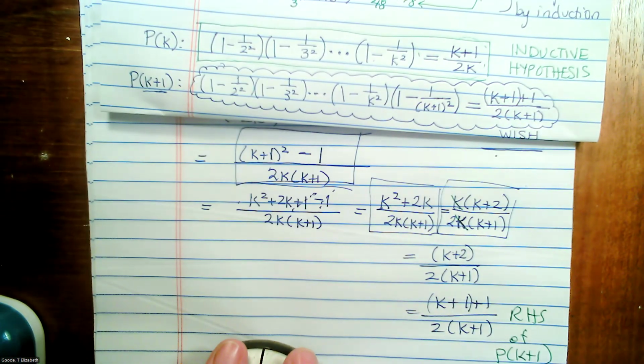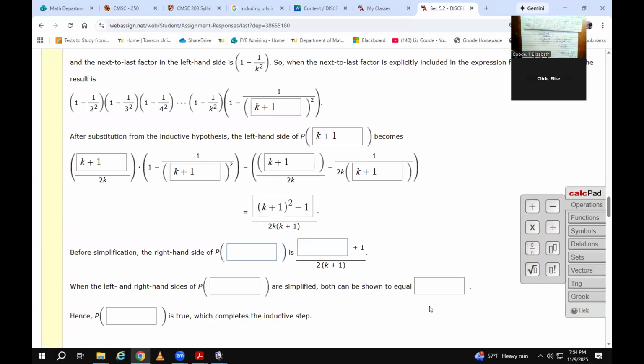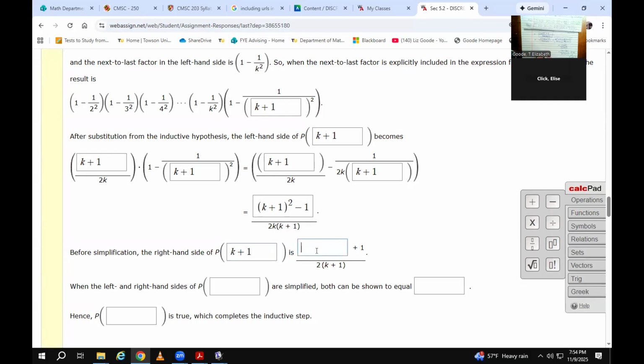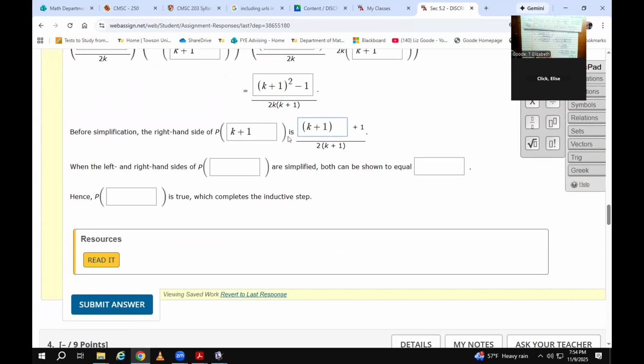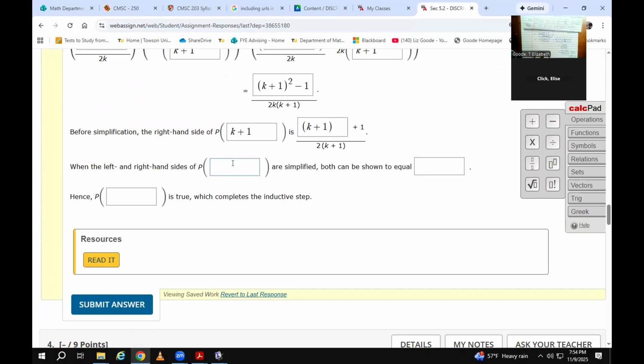I think you're right. Because that is what we have before we simplify it. So let's put that in there. You don't really need parentheses around it, but it's not wrong to put parentheses around it. I don't think they'll count that as wrong. And when the left and right hand sides of P of, well, still k+1, of course, that's what we're working on.